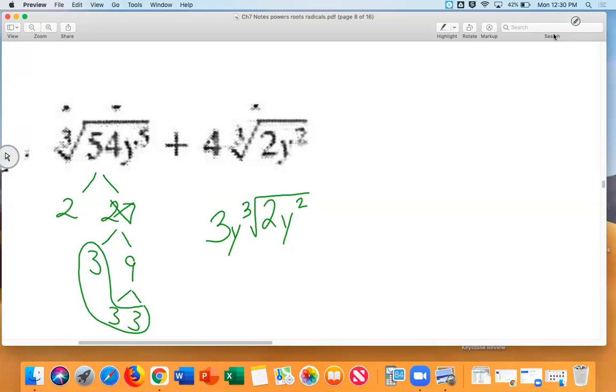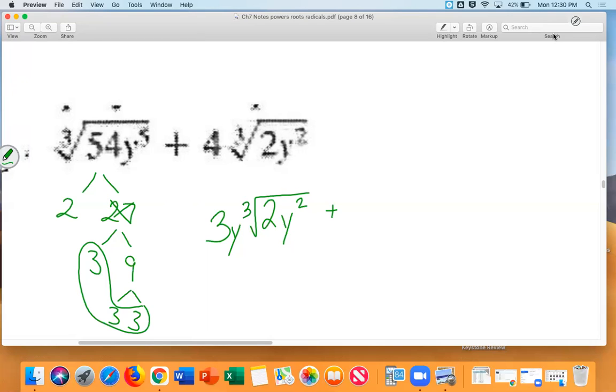Yep. Cube root means I'm looking for a group of 3. If there's a square root, I was looking for a group of 2. Fourth root, I'm looking for a group of 4. Okay? Now, that's 3y times the cube root of 2y squared plus.